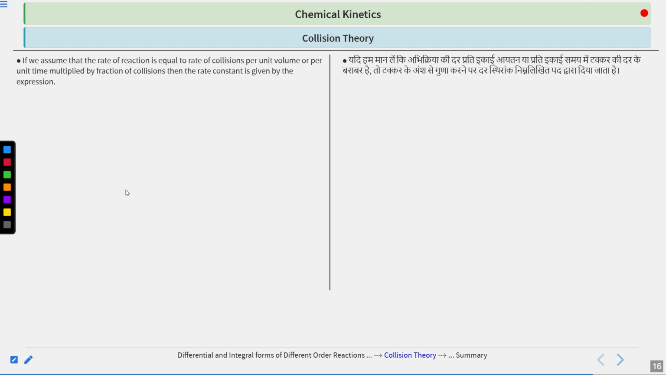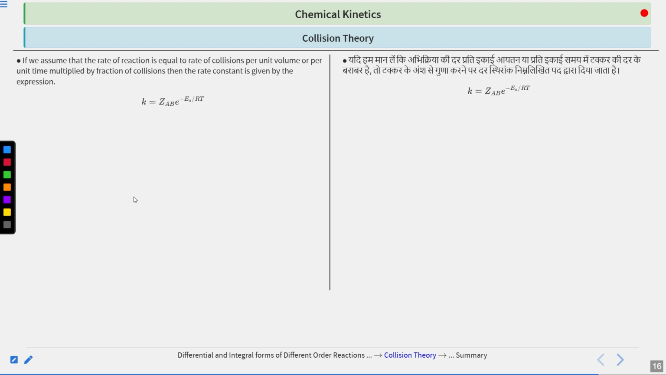Now if we assume that the rate of reaction is equal to the rate of collision per unit volume or per unit time multiplied by the fraction of collisions, then the rate constant is given by... So we are taking the collision theory, right? We are saying that the rate of reaction is equal to the rate at which collisions are happening per unit volume or per unit time, and then we multiply it by a fraction of collisions to get the expression k is equal to Z_AB, where A and B are two different molecules whose collision is to be observed, multiplied by e to the power minus Ea by RT.